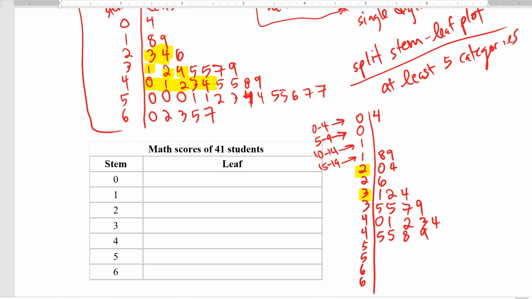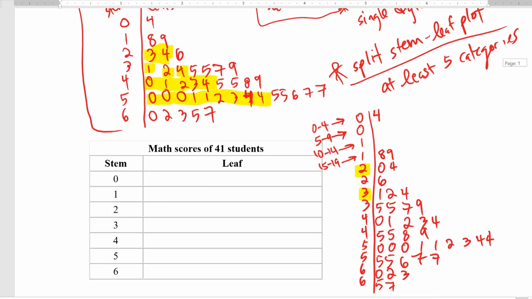50 through 54 means all of these would go in that first one. So that's 3 zeros, 2 1s, a 2, a 3, 2 4s, and then the rest, 5 5, 6, 7 7, would go on the second one. 60, 62, 63, 65 would go in the first one, and 67 would go in the second. So that's just a couple options, different ways of looking at it. But you will have to do a split stem and leaf plot to get all the categories on the quiz and potentially on the test, so just be careful with that.